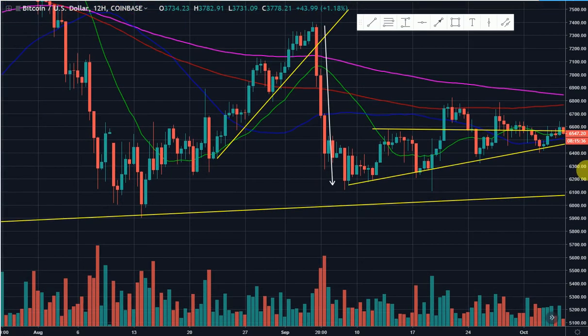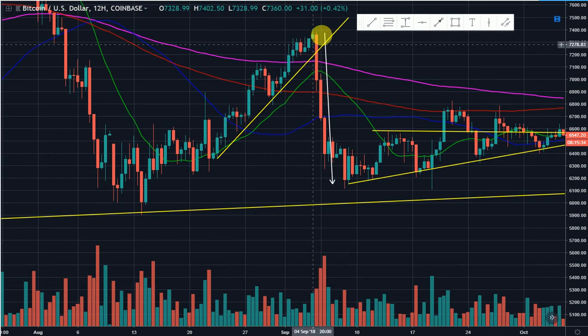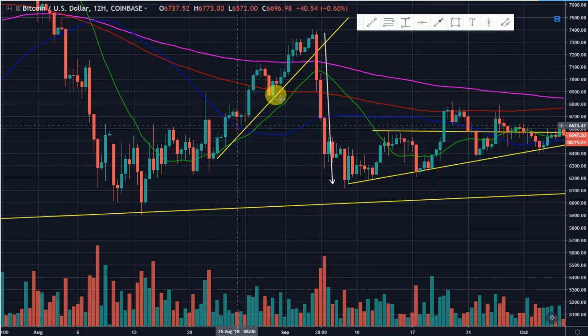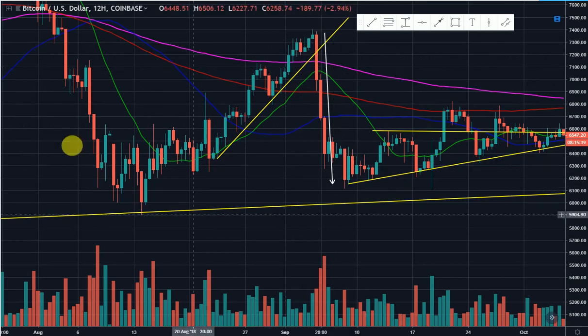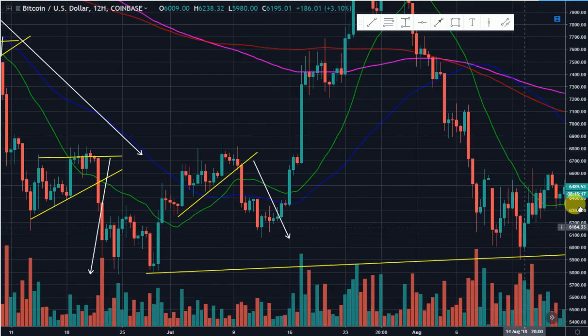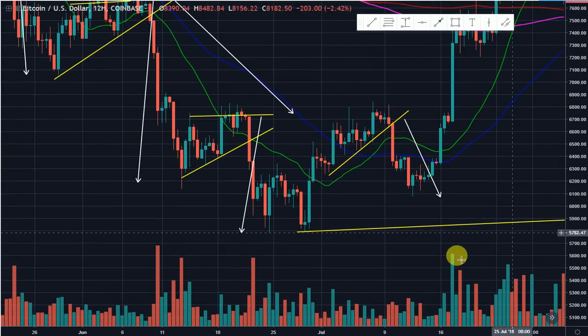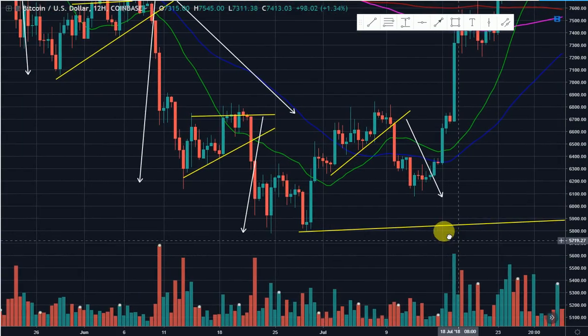Here's another example. Inclining support. What happened? And it's a large inclining support. And what happened? We got a huge move down. Now, this was a crazy move down, but it doesn't matter. We had that inclining support, and what happened? It crashed. There's just a couple more examples, and then I want to talk about another important thing.